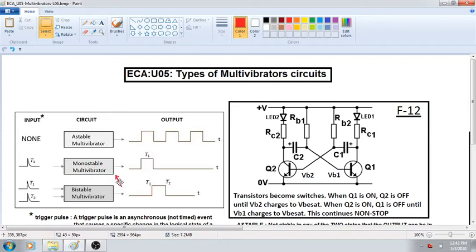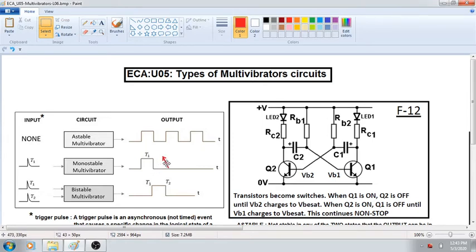Once you give the trigger pulse, it will go to the other state. Now this state is not going to be there forever. It is going to come back on its own. You don't have to give a trigger pulse. So this state is not a permanent state. It is not a permanently stable state.